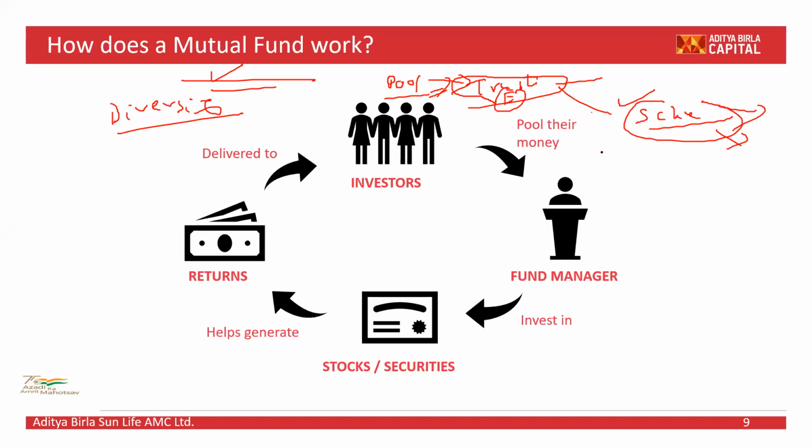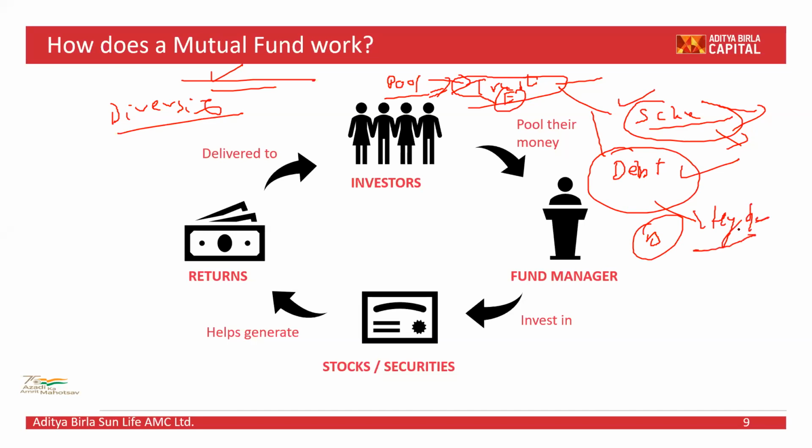If I have selected a scheme wherein I want to invest in debt, debts are borrowings or government bonds or companies' bonds, then the mutual fund will invest only in those instruments. If I want to balance the risk, the mutual fund will invest in hybrid schemes. So there are different varieties available depending on what the investor wants to invest in. Accordingly, the mutual fund will invest.